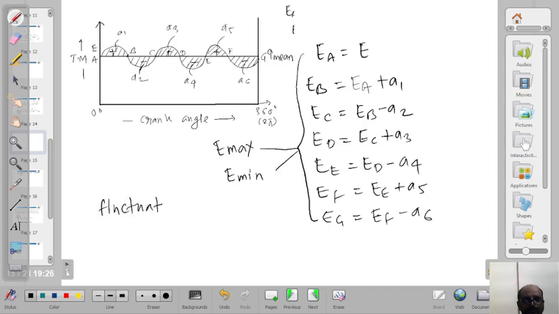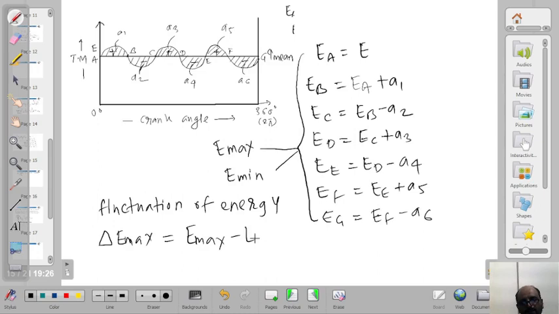The fluctuation of energy, that is called delta E max also, right? Fluctuation of energy, that is delta E max, is equal to E max minus E min. You understood this?